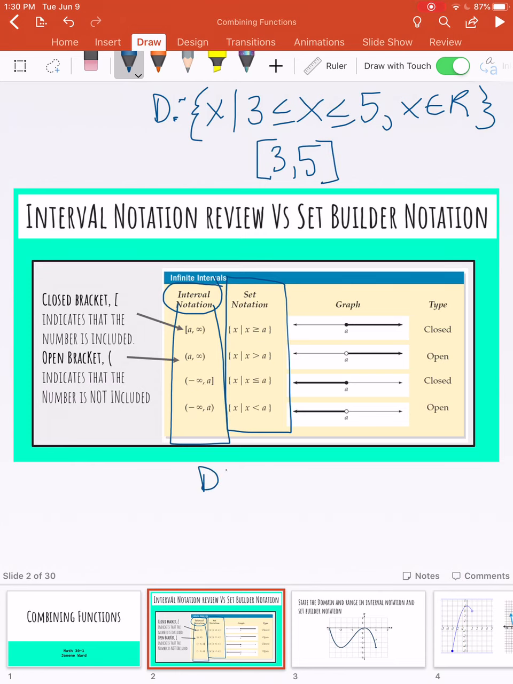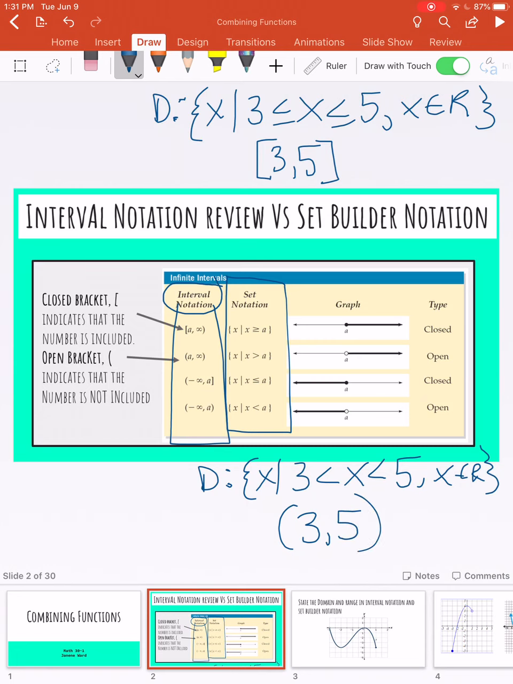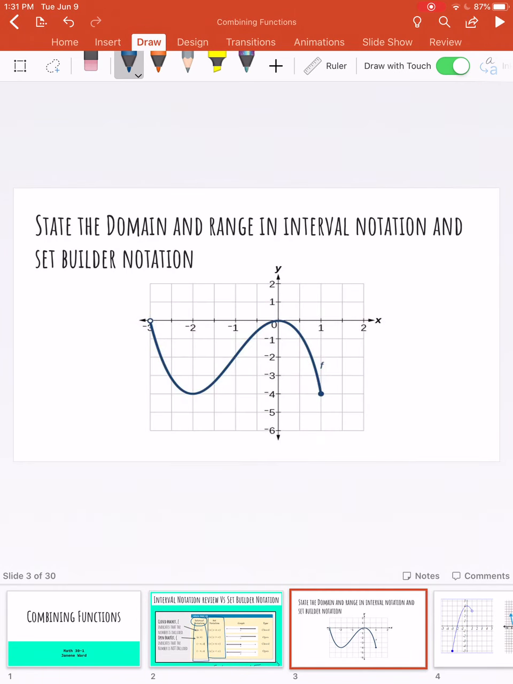If I had a domain written like this, where x was greater than 3 but did not include 3, and less than 5 but did not include 5, then I would use a rounded bracket. When you're working with negative infinity and positive infinity, you'll always use the rounded bracket. The reason being is that you can't close in infinity. That's the way I like to think of it. All right, the best way to look at this is to look at a few examples.